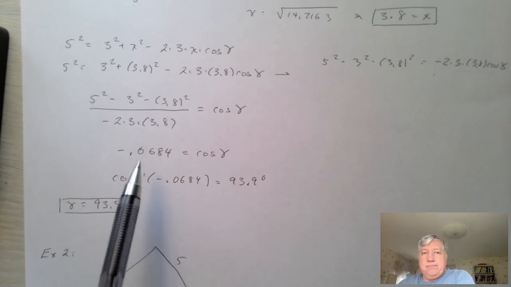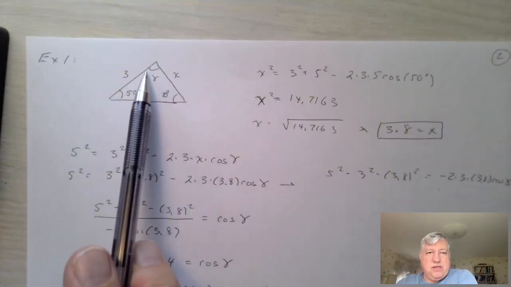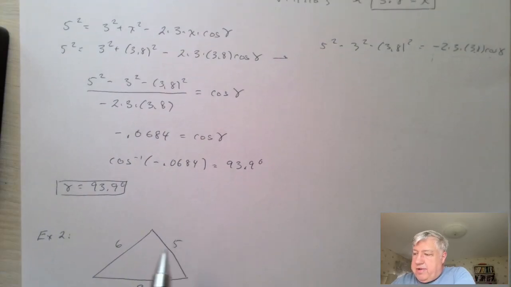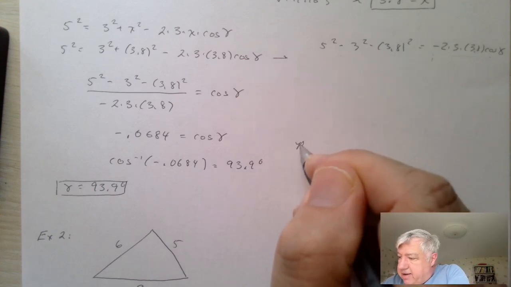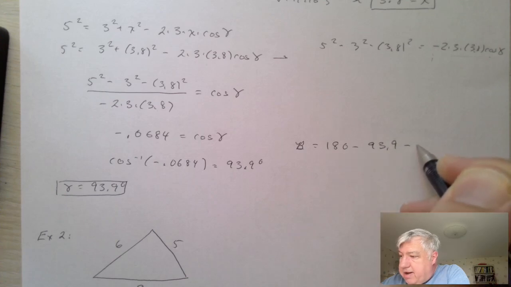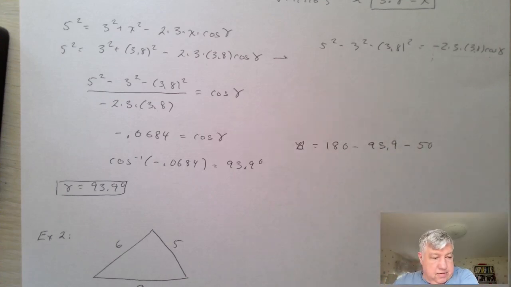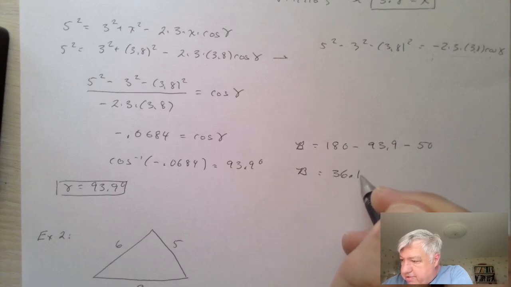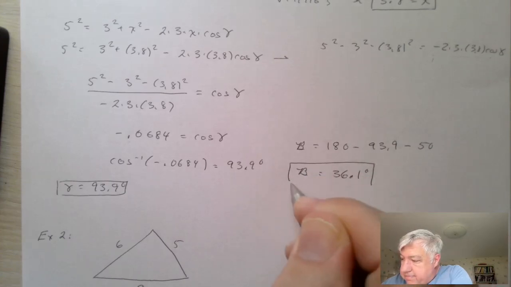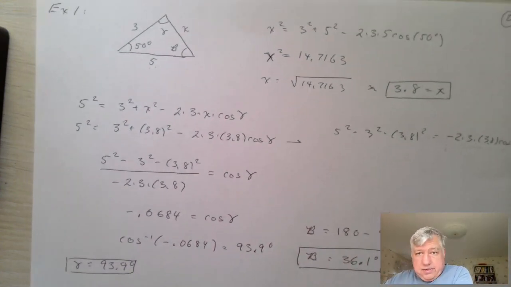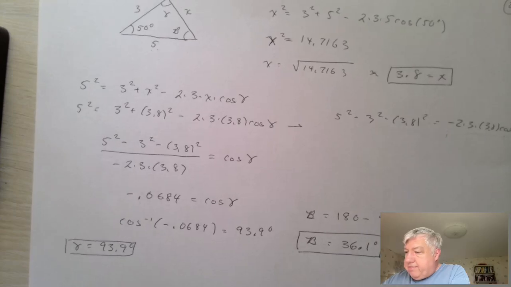It looks like this is going to be close to 90 degrees anyway. And then to find the other angle, we just have to use the fact that the sum of the angles adds to 180. So beta is going to be 180 minus 93.9 minus 50, so beta is going to be 36.1 degrees. Okay, so that's how we solve this one.